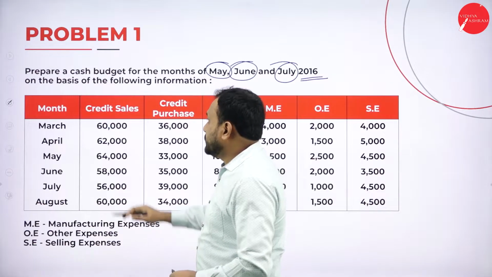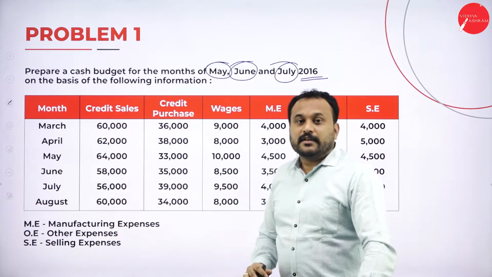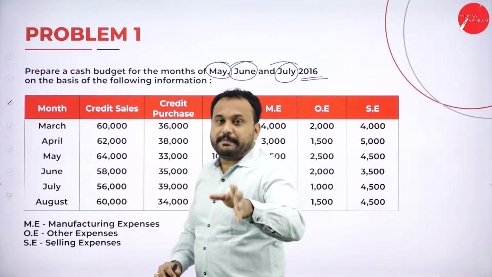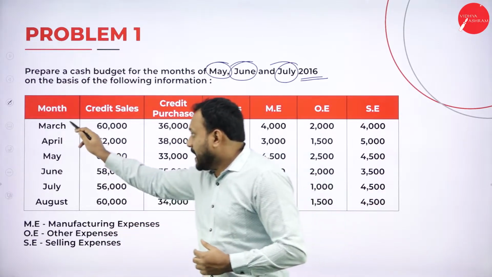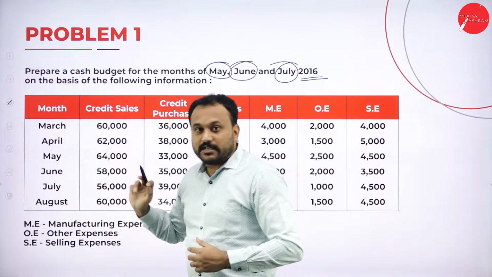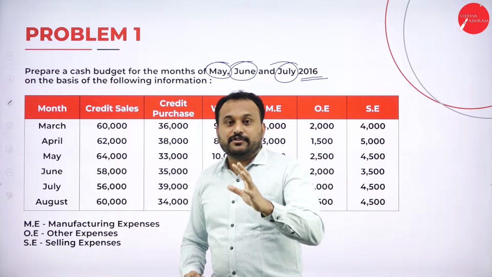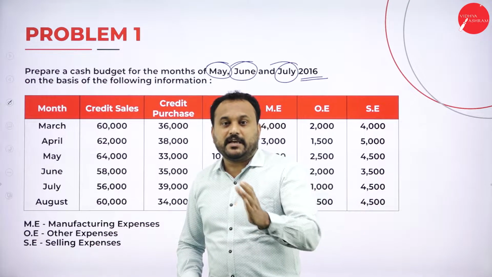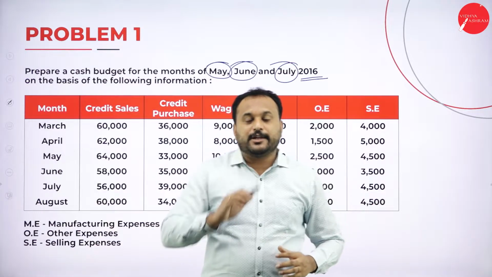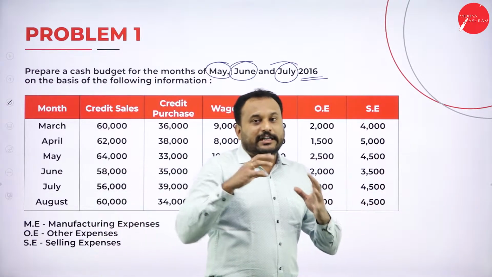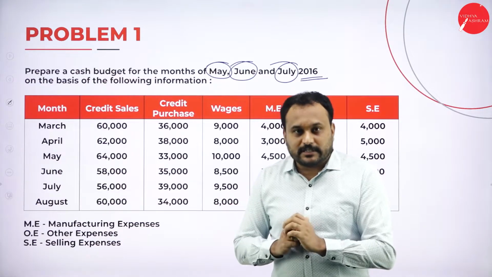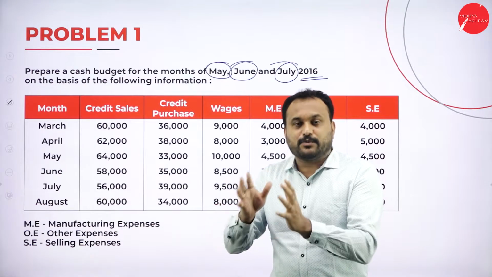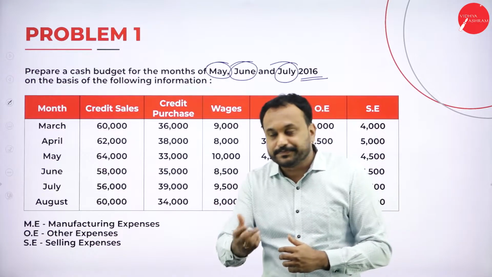Now I need to check what the things are. Though they asked us to prepare for May, June, July, they have given me the entries for March, April, May, June, July, August. So you should not get confused. We should only prepare for May, June, July. Whenever we understand the question, we need to understand the pattern also, that is, what they have asked and what they are asking us to do.